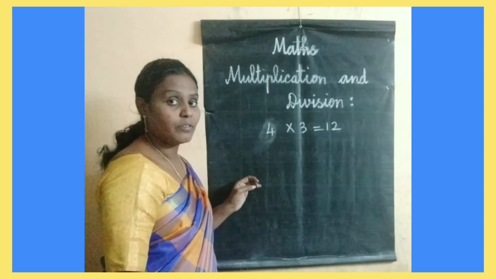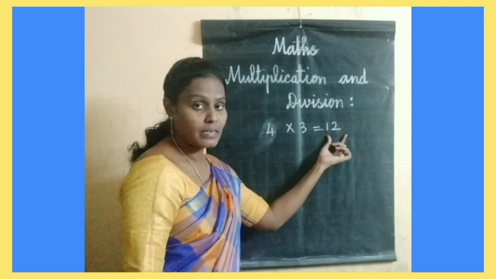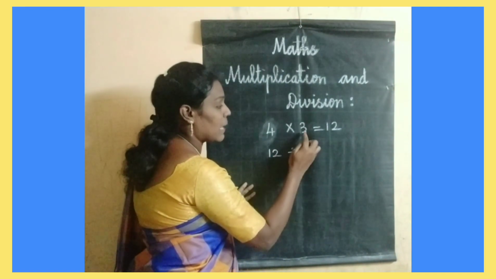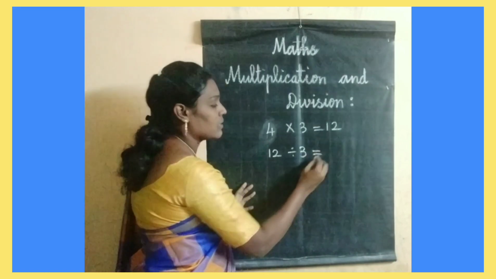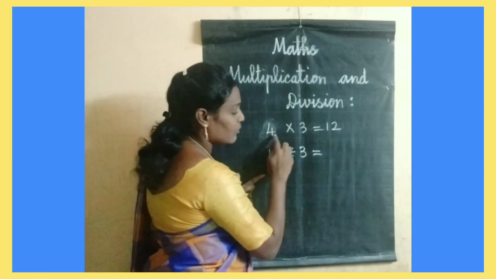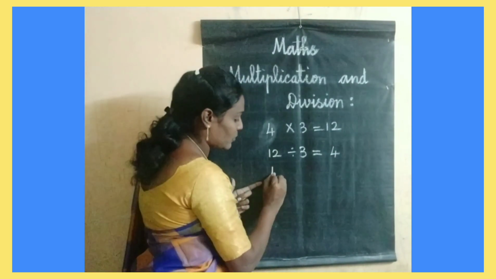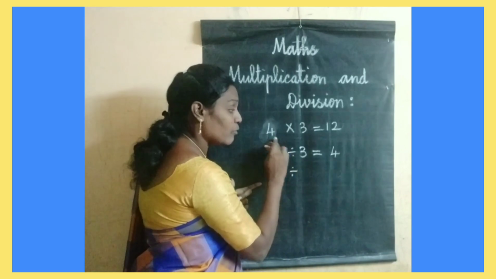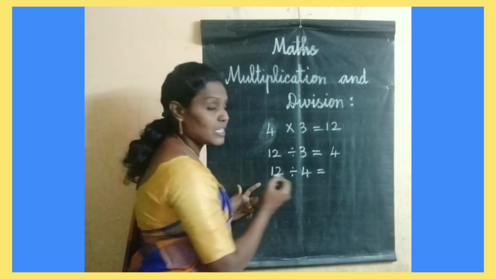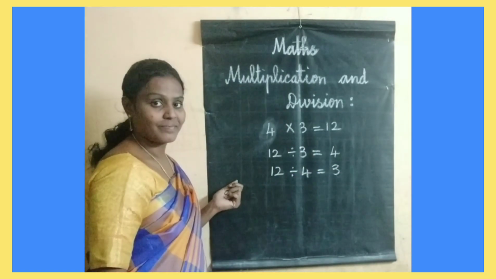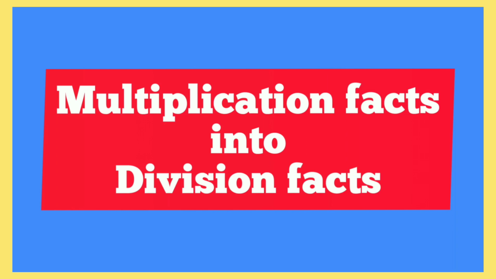For division, we are going to share this total. I have 12 badams. I am going to divide this among 3 of my friends. Each one has got 4 badams. Next time I have shared 12 badams among 4 of my friends. Each one has got, yes, 3 badams. Children, let us convert the multiplication fact into a division fact.